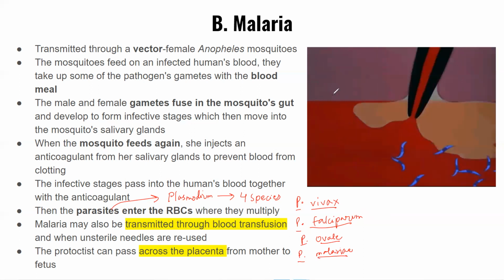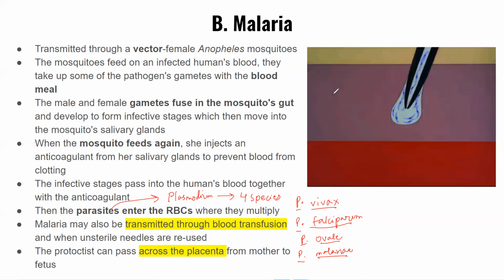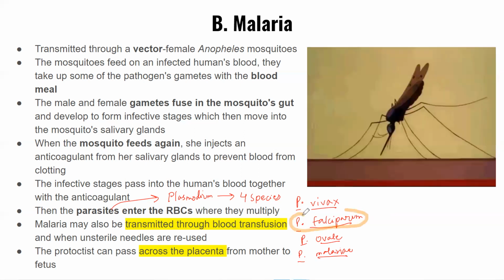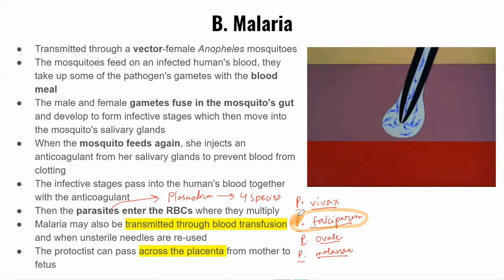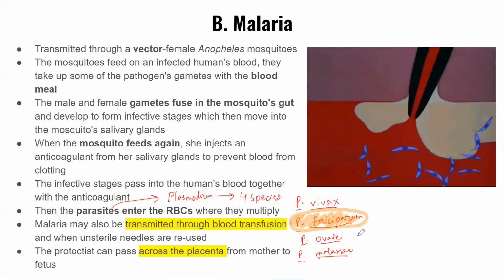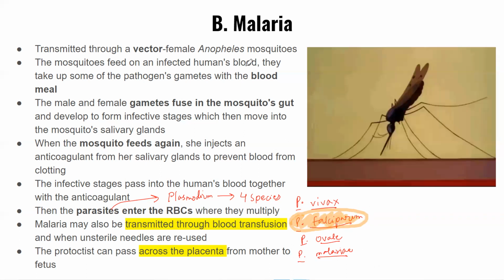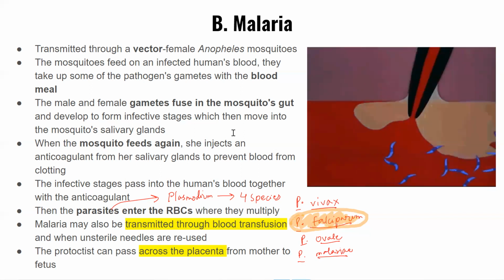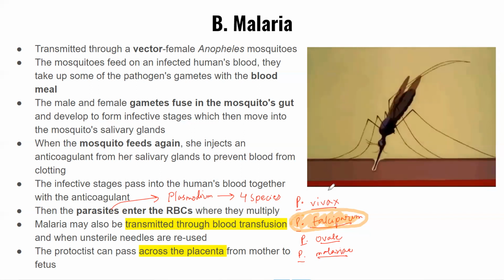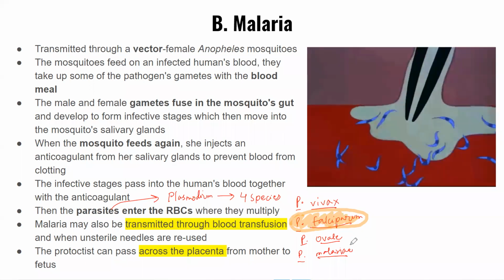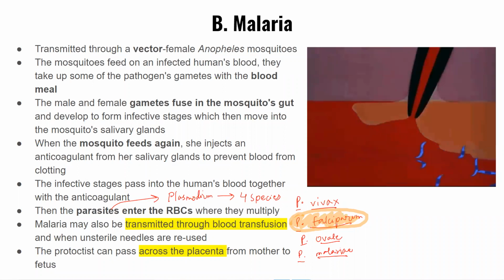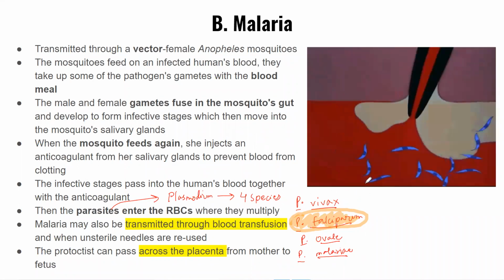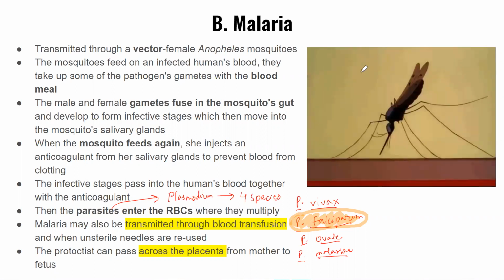The most deadliest one out of them is this one. This is the most deadliest malarial parasite out of all the 4, Plasmodium falciparum. Plasmodium vivax, Plasmodium falciparum, Plasmodium ovale, and Plasmodium malariae. And they come under the classification group called protists or protoctists.